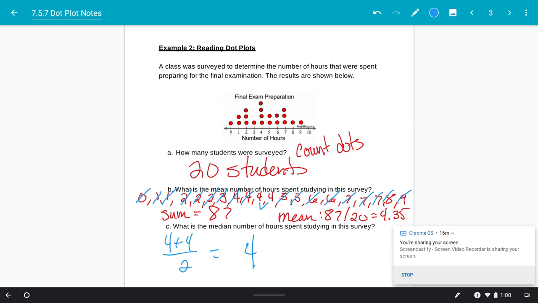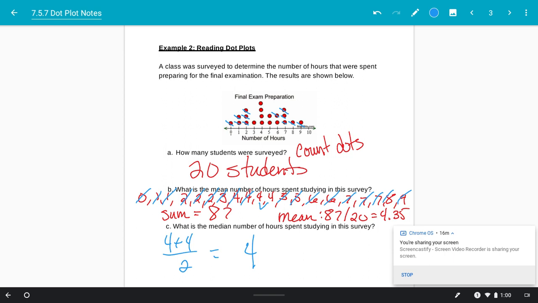Now you could also have done this from the dot plot, and so we would cancel out left and right. So on the left, I'm going to cancel out that 0, and on the right I'm going to cancel out the 9. Now on the left I'm going to cancel out a 1, on the right I'm going to cancel out an 8. On the left, I'm going to cancel out a 1. On the right, I'm going to cancel out a 7. And so what I'm really doing here is working my way into the middle.